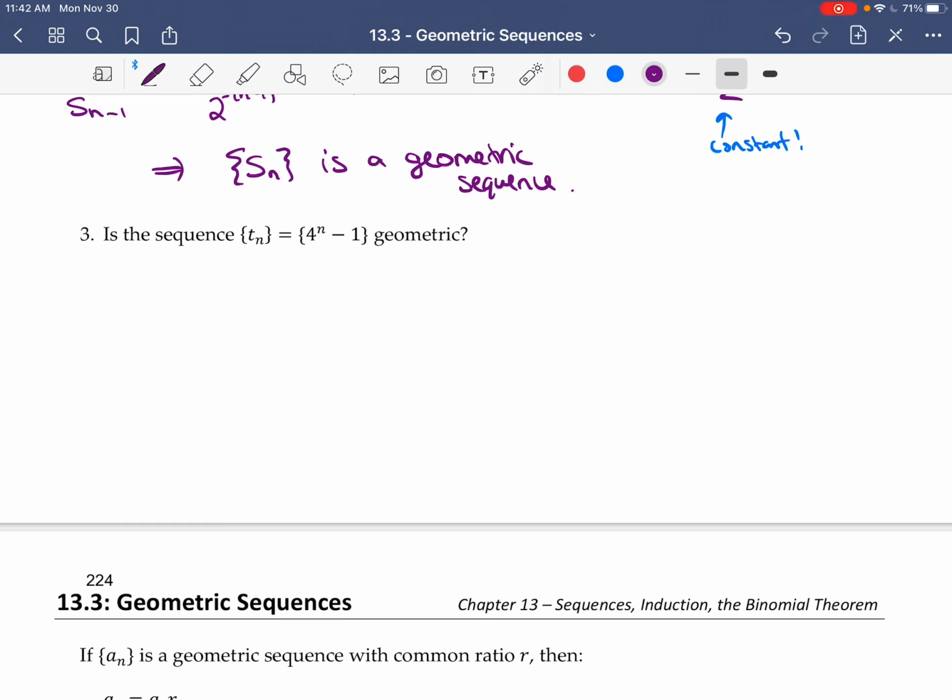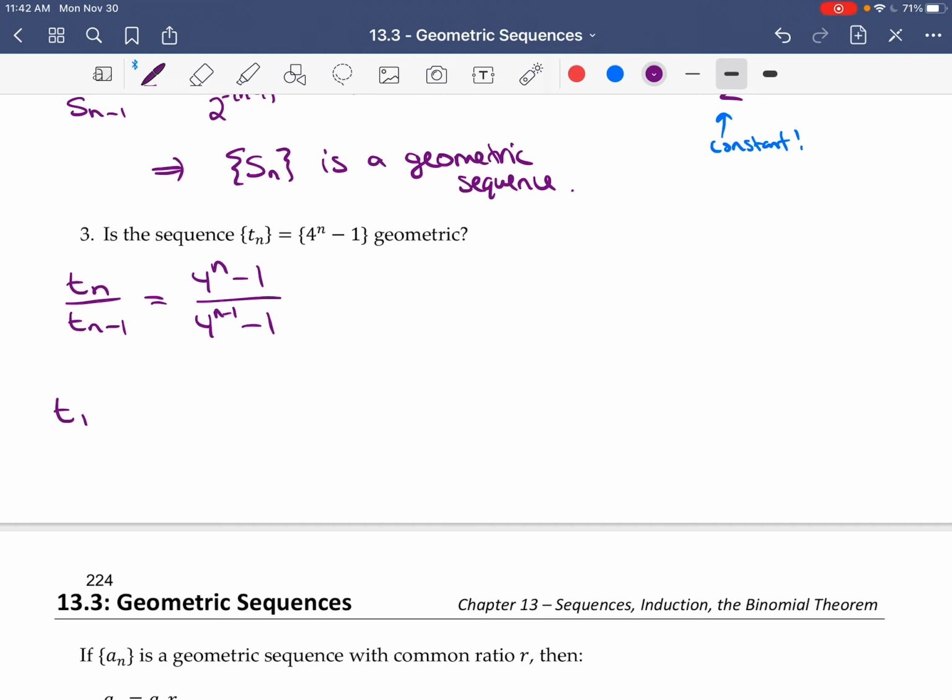So you might think, okay, let's try Tn over Tn minus 1. That's going to be 4 to the n minus 1 over 4 to the n minus 1 minus 1. Now because of the minus 1s, I can't actually simplify, they don't cancel. So I don't see anything I could do here. So what I might want to think is, okay, what do these terms actually look like?